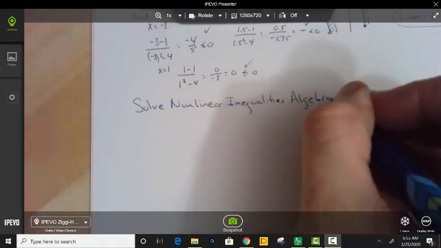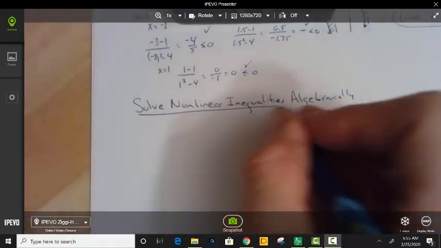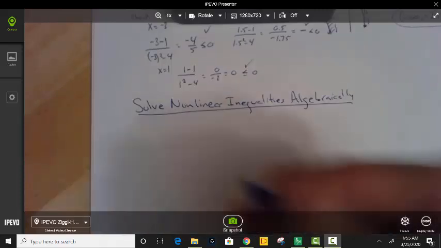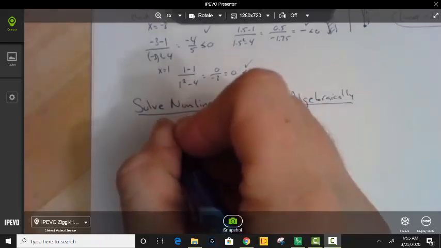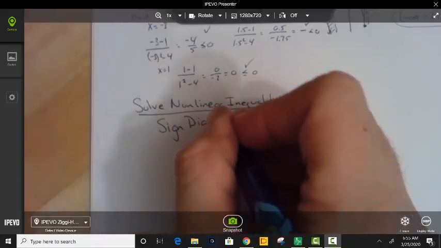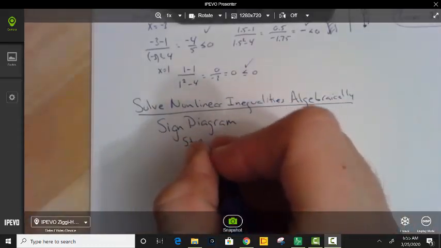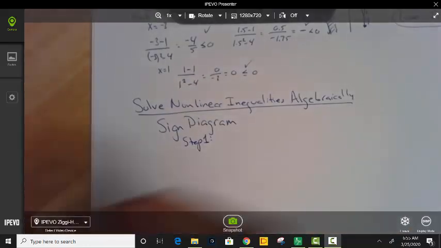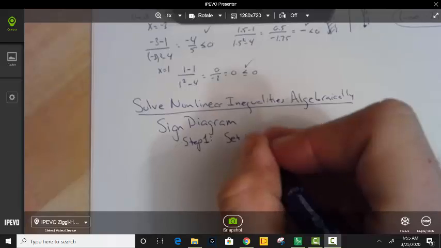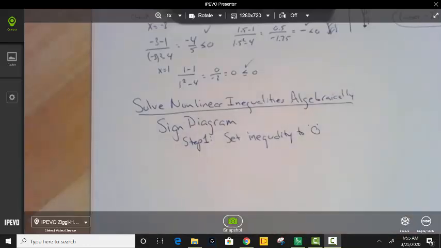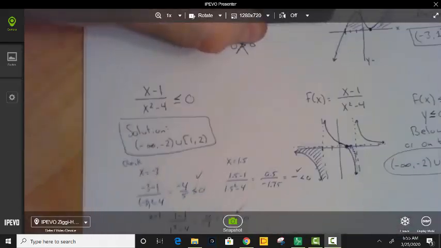Alright, now that's how we solve these graphically, but how do we solve nonlinear inequalities algebraically, which means we don't want to go to the hassle of knowing how to create all the graphs? So what if we're given a nonlinear inequality and we want to solve it without drawing the graph? To do that we use what's called a sign diagram. Here's the key, and we're going to run through the steps, and then I'll explain this. Step 1 is we have to set the inequality to 0. Both the examples that we did above were set equal to 0, and we'll do one example where the inequality is not set to 0.